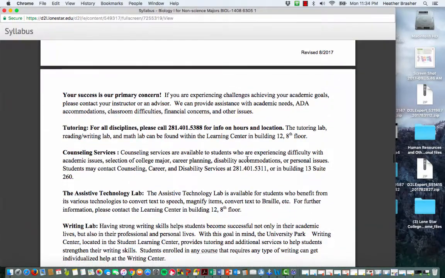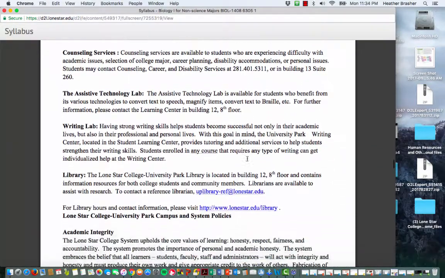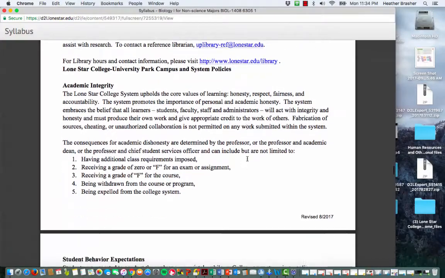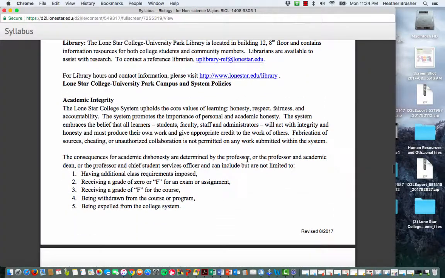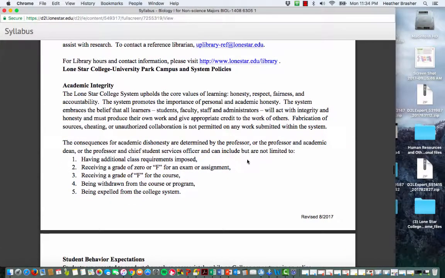You can go through all of this other stuff. This is standard in the syllabus on your own. So make sure to read this whole syllabus. I know I'm going through it, but you need to read it really, really well because you will have an exam on this in your lab class.